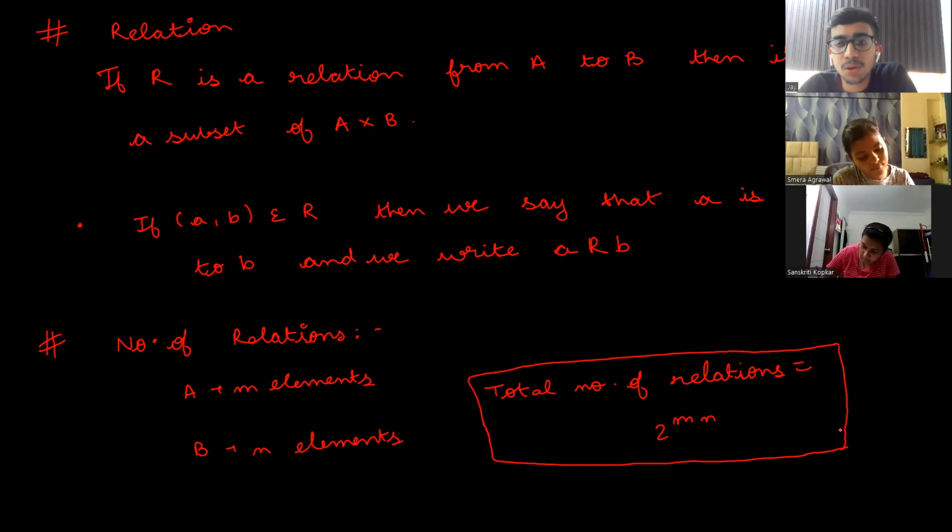Okay, if I ask you the non-void relations, how many relations, what will be the number of them? Non-void relations. Minus 1 now. Right, 2 to the power mn minus 1. That is the case when we are not picking even a single element.